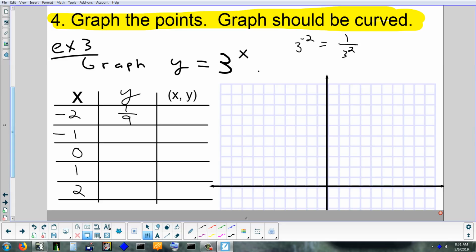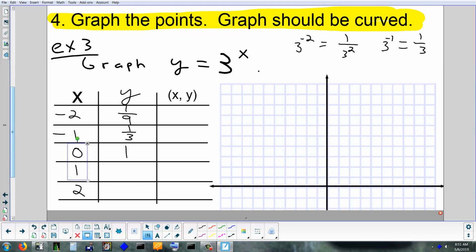What's the next number I plug in for x? Negative 1. What's 3 to the negative 1? Remember, negative exponents don't mean negative numbers. 1 over 3. A negative exponent does not mean a negative number. It means put it in the bottom. So 1 over 3. What's the next number for x? 0. If I plug in 0, what's 3 to the 0? 1. Remember, anything to the 0 power is 1.